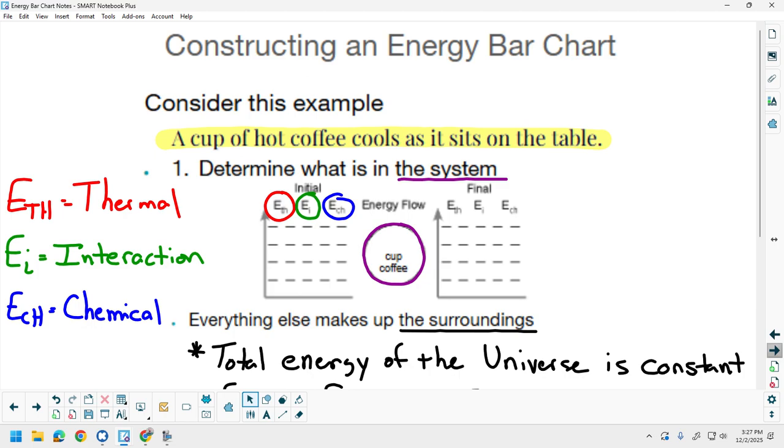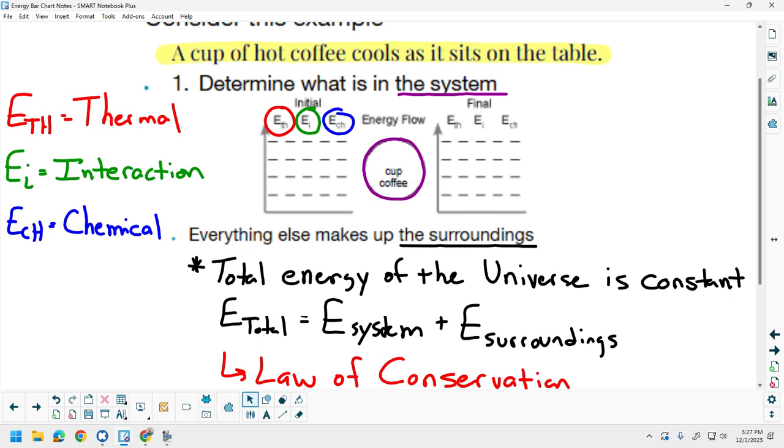So the system, the cup of coffee, is the only thing that we are tracking the energy of in this energy bar chart. When we are going through other examples, the first thing we need to do is identify what is the system so we know specifically what it is that we are tracking the energy of. Anything that is not a part of the system makes up the surroundings. And so there's a lot of things that make up the surroundings. If you think about all of existence, that cup of coffee is a very small piece of it. So we're only looking at that tiny little bit of energy. Everything else is on the outside of it.